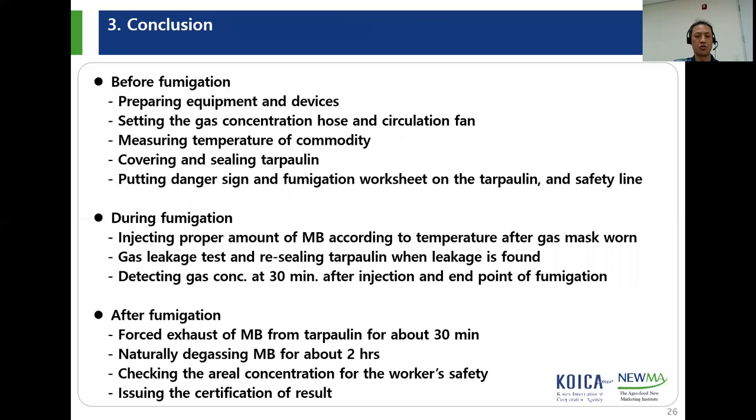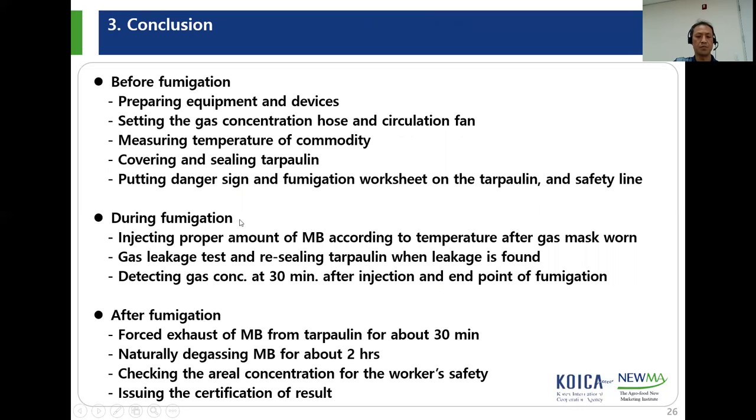This is the conclusion. Before fumigation, equipment and devices should be prepared. The gas concentration hose and then a circulation fan should be set. Temperature of the commodity should be measured, and the tarpaulin should be covered and sealed. Then the sign and fumigation worksheet should be put on the tarpaulin and a safety line set around it.